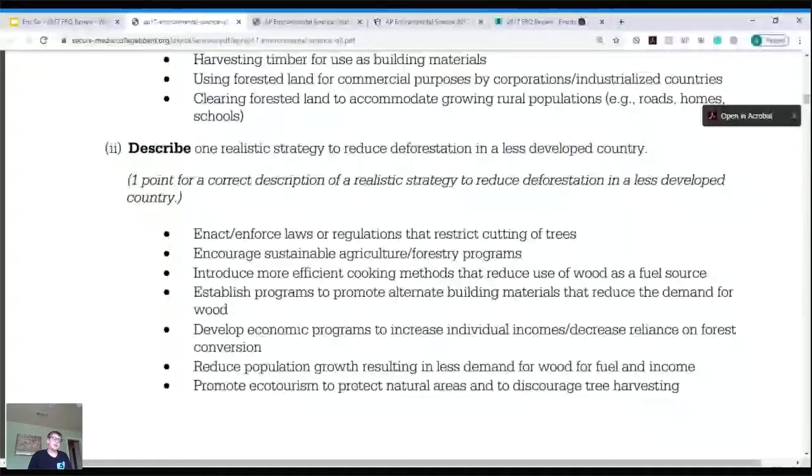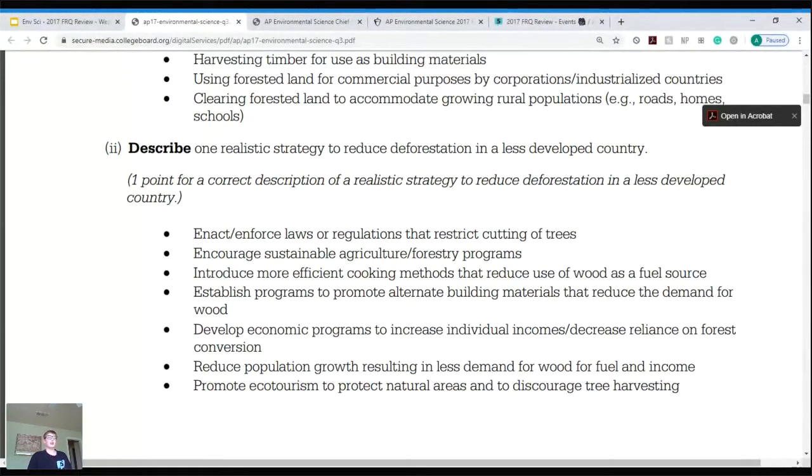So enact and enforce laws or regulations that restrict cutting of trees, sure, but realistic. It can't be that the sentence for cutting down a tree is 100 years in prison. You could say there are mandatory fines, things like that. Encourage sustainable agriculture, forestry programs. So that could definitely be what Zoe said about plant 2 trees for every tree taken down. Introduce more efficient cooking methods that reduce wood as a source of fuel. So when I was talking about wood for biomass fuel earlier, this could be something to curb that.